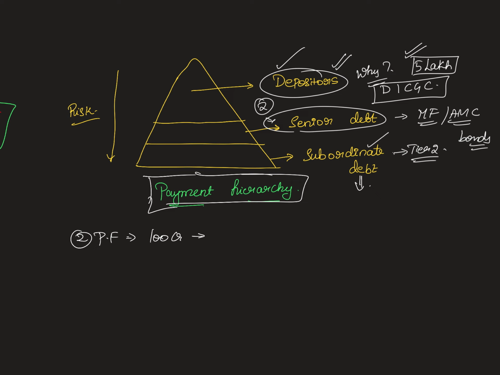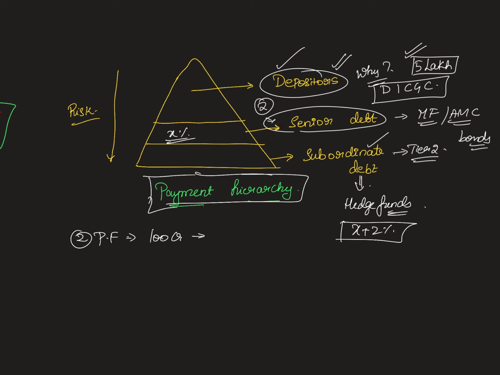Now, here comes the subordinated debt. Who are they? Big investors or hedge funds. They take this risk in exchange for a higher interest rate. Let's say, for example, if senior debt holders are getting X percent, the subordinated debt lenders will get X plus 2% additionally. I'm just giving an example.